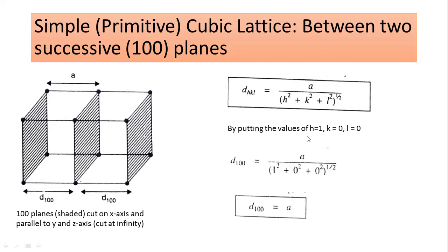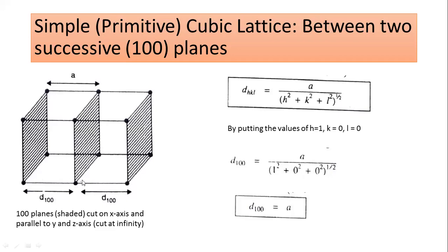So you just put the values of H, K and L in this equation. So this will be the square root of 1 square, 0 square and 0 square. So this will be A over the square root of 1 square, and the square root of 1 square cancels out. So A over 1, that means D100, the interplanar separation, is A. This A is actually the intercept along the x-axis. So if you know the value of the intercept, you just put the value over here and get the interplanar separation. And the separation is given over here.